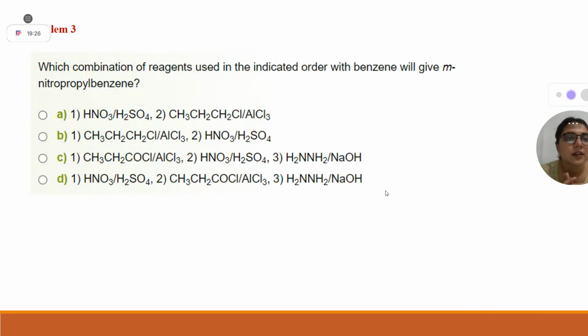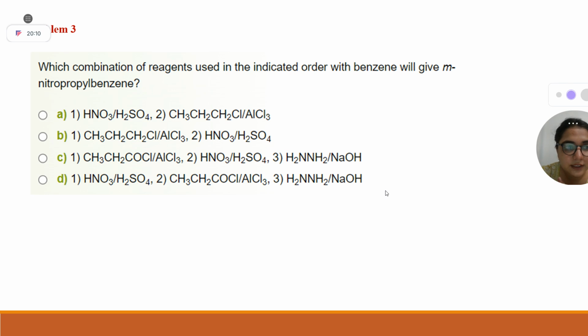Okay, let's move ahead. Problem number 3. Which combination of reagents used in the indicated order with benzene will give you meta-nitropropyl benzene? Students, have you attended last week's lecture? Yes, ma'am. Has anyone attempted the assignment? Yes, ma'am. In that, one question is like this. So try to solve this. I hope my problems are helping you in solving the assignment. Yes or no? If no, you can ask me from there also, the assignment also. Okay, I will solve.